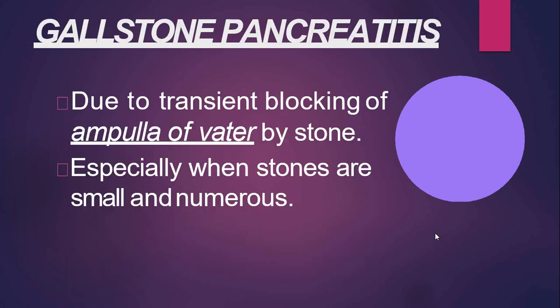What is gallstone pancreatitis? It is due to transient blocking of the ampulla of Vater by a stone, especially when stones are small and numerous. Now, the public thinks that if the size of the stone is big, it is dangerous. But we as surgeons know that whenever there is a small stone, it is more dangerous. Why? Because a small stone may migrate to the common bile duct, may come to the ampulla of Vater, may go to the pancreatic duct and cause pancreatitis.